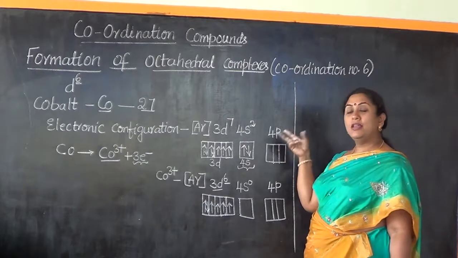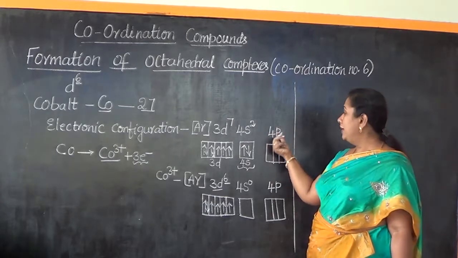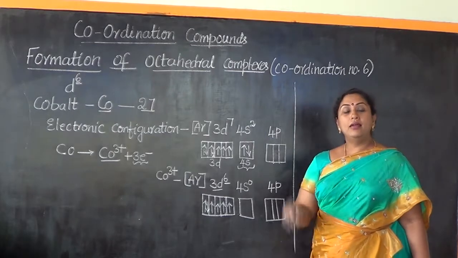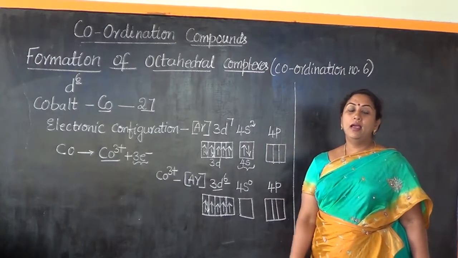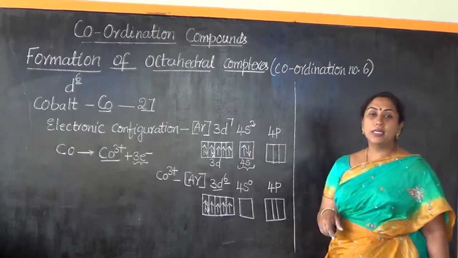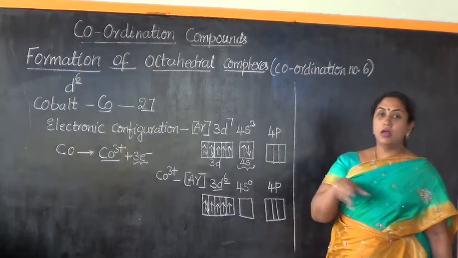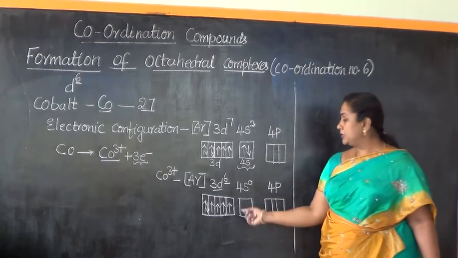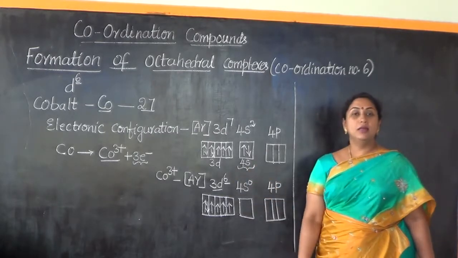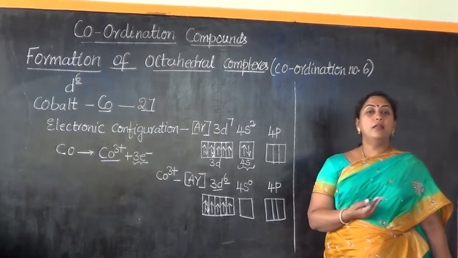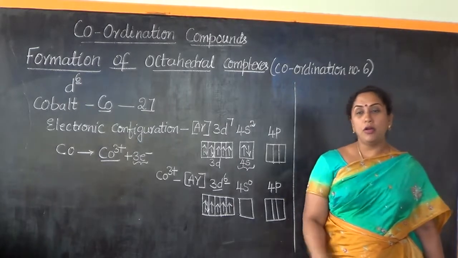When 4s is there, 4p and 4d are also obviously going to be there, and those orbitals will also be empty. The weak ligands will take the participation of 4d orbitals. Strong ligands will take the participation of 3d orbitals. Therefore, they form the outer orbital complex and the inner orbital complex differently.